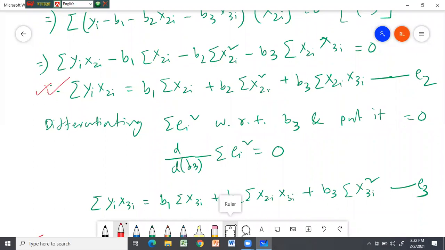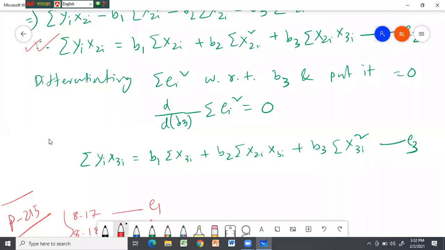Plus b2 x2 square plus b3 x2 x3. Then the third equation, differentiating the sum of ei square with respect to b3 and putting it equal to 0, our third equation has been found: sum of yi x3i equal to b1 sum of x3i plus b2 sum of x2i x3i plus b3 into sum of x3i square. These are the 3 equations from which they have estimated the value of b1, b2 and b3. There are 3 equations, and from them we have to find 3 unknowns, b1, b2 and b3.